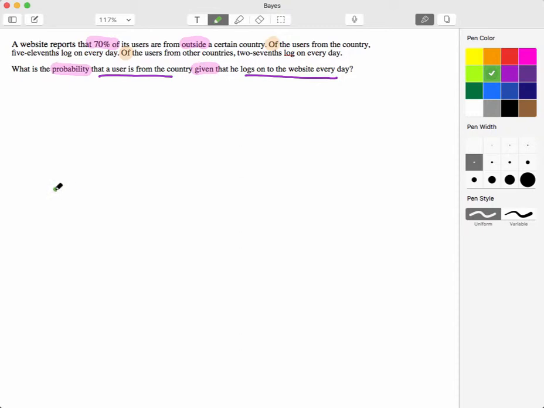So you start with a node and then we draw two branches. So the probability that's just a straight out probability, it doesn't have the word of in the sentence, it's just, hey, this is a fact. That's the 70%. 70% are people from outside of a certain country. So I'm just going to say the probability of being outside a certain country is 0.7.